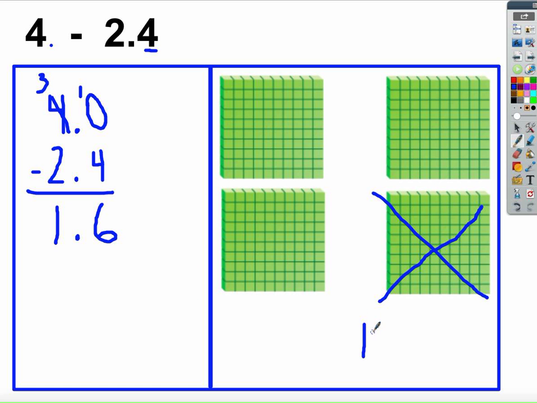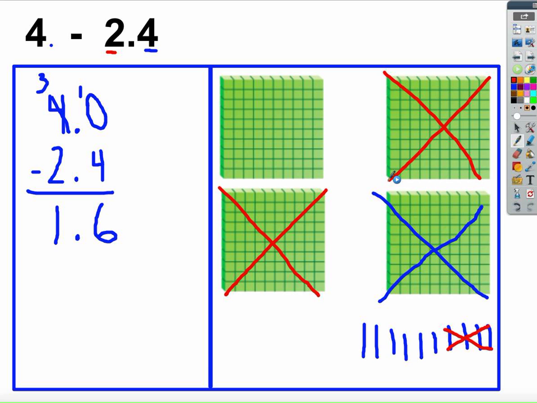So we're going to put 10 of these. 4, 5, 6, 7, 8, 9, 10. And we're going to get rid of 4 of them. So I'll get rid of these 4. And we got to get rid of 2 wholes. So we'll get rid of 2 wholes. And what I have left in my drawing should be exactly the same as my math. 1 whole and 6/10.